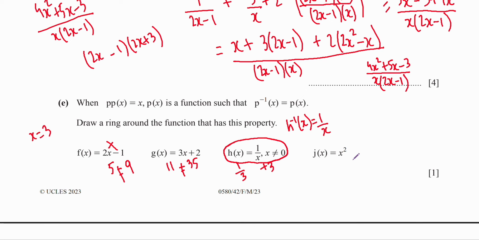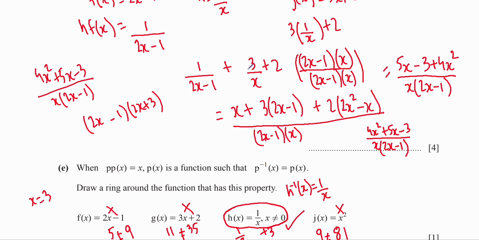Let's just make sure this is the only function. So put 3 into j right here, so you get 3 squared, so that's 9. And you put 9 back in, so you get 9 squared, which is 81. And 81 is not equal to 3, so we don't care about this. This is not the right function, g is not the right function, and h is the right function. So yeah, that's all you need to know about functions.